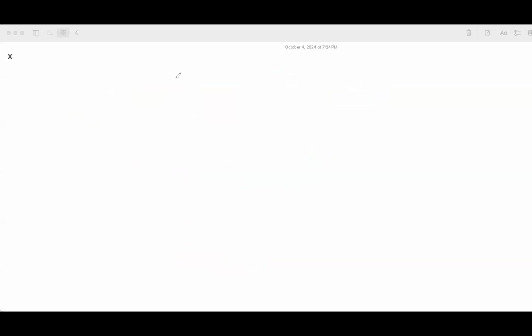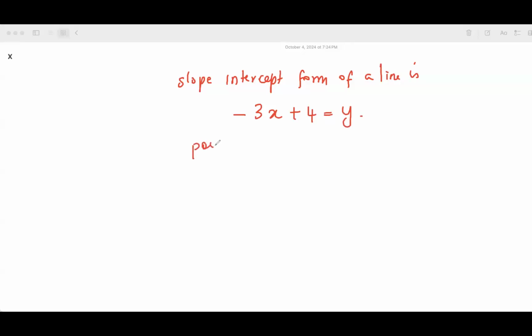Now, let me ask you this. Slope-intercept form of an equation of a line: y equals minus 3x plus 4. Can you write it in point slope form?